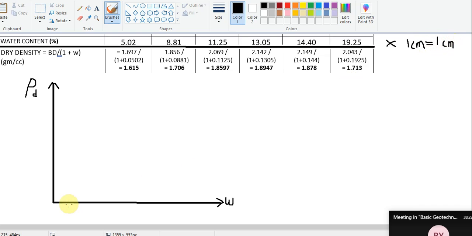If you have a scale, just draw a 20 centimeter line for your x-axis, and you can mark all the values at 1 centimeter. Here I'll mark at 5 centimeters. So this is my 5%. This is my 10, 15, 20.